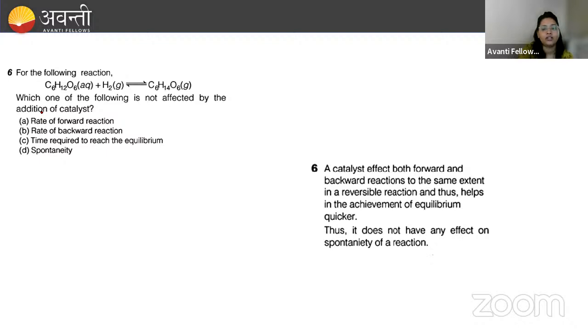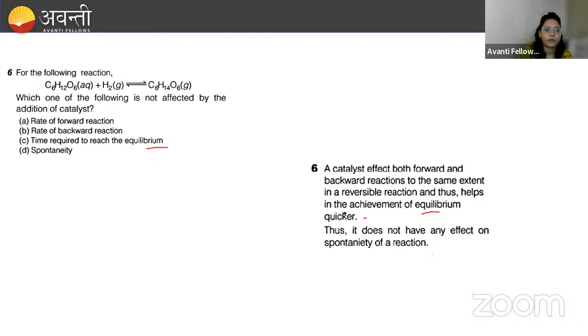The reaction takes place to the same extent, in a reversible reaction as well as in a forward reaction. So it only helps to achieve the equilibrium. A catalyst does not affect the forward reaction or the backward reaction. What it does is it just reaches the equilibrium. The achievement of equilibrium becomes faster, and the reaction happens as quickly as possible.